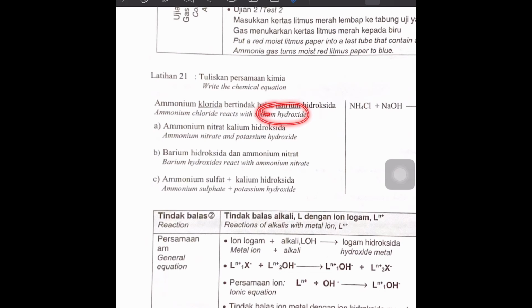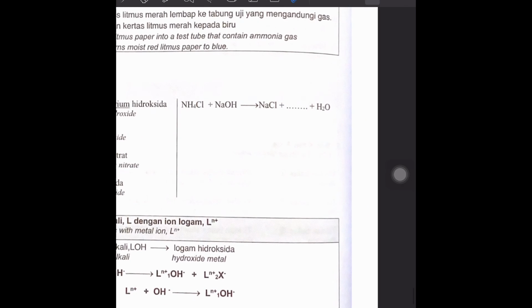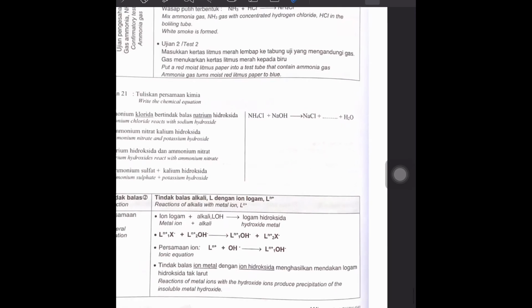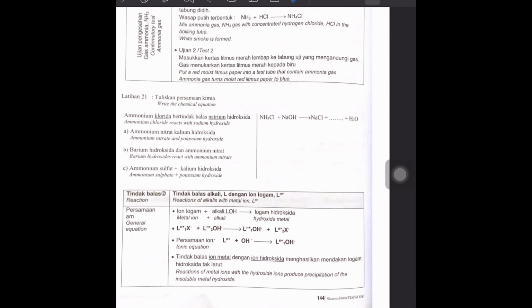Sodium hydroxide, potassium hydroxide, barium hydroxide, potassium hydroxide. When they react, they will form salt, mesti ada, ammonia gas, mesti ada, and also water. So you try to complete the exercise.